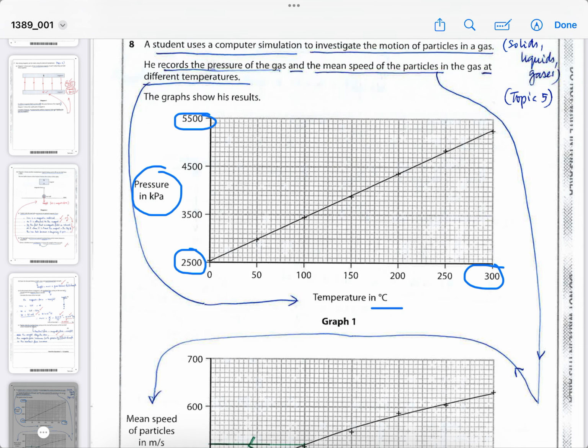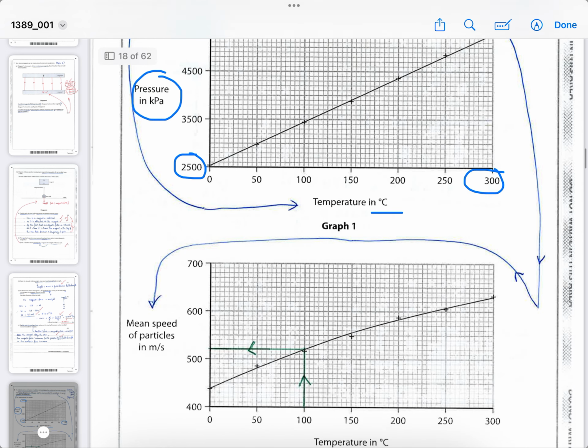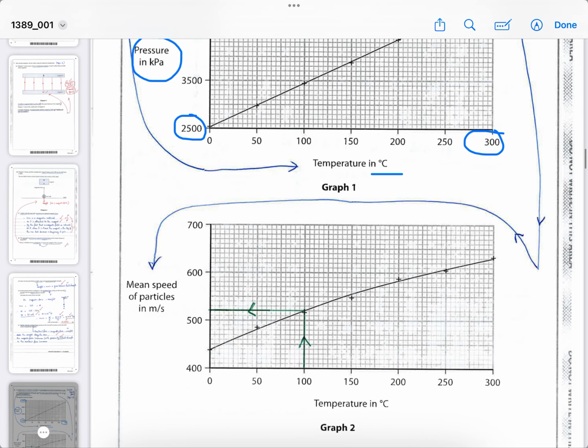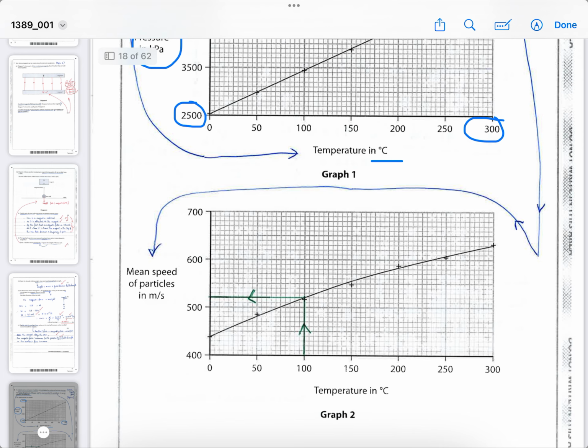Okay, so the graph shows the results. The first one is putting the pressure against the temperature in degrees centigrade, and the second one is the same range of data in temperature from 0 to 300, and this time they put the temperature against the mean speed. And you'll notice, when I first looked at this, I didn't notice that this one was a curve. You'll notice that this is a slight smooth curve going through the points.